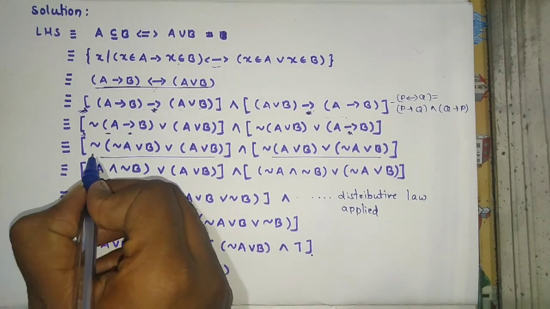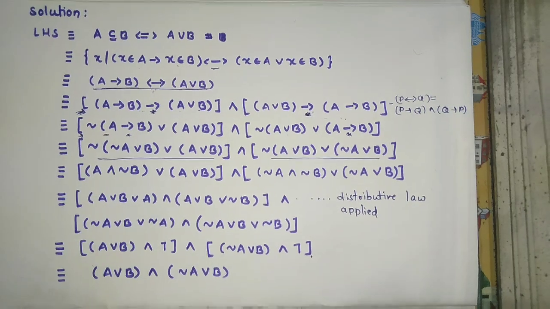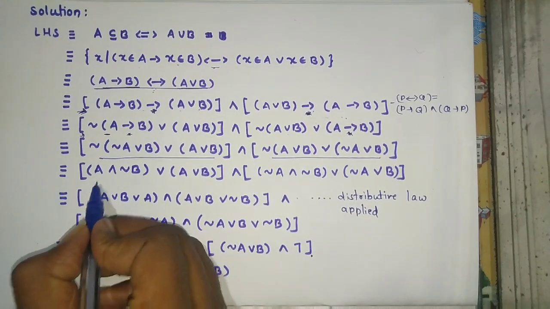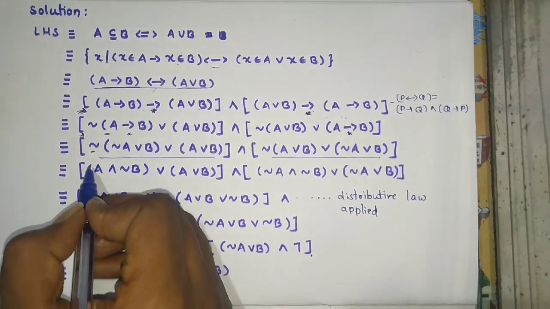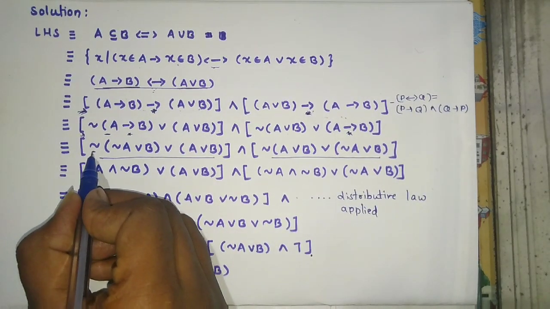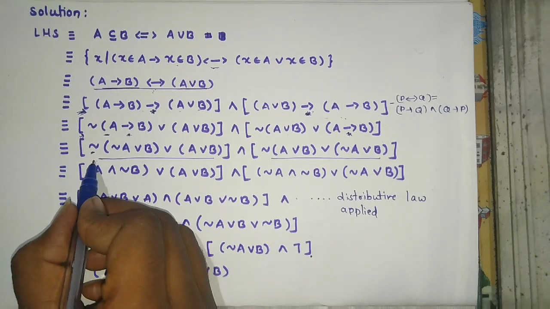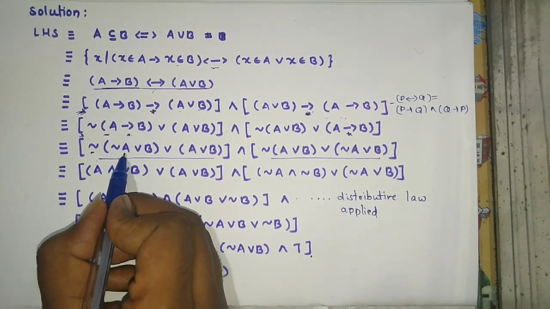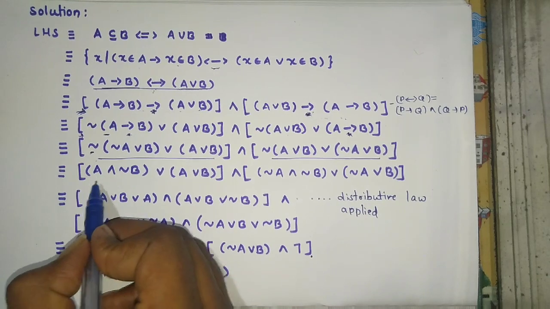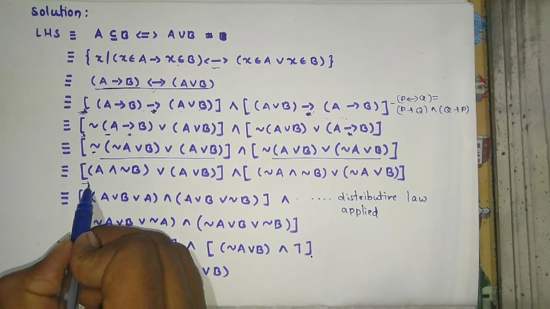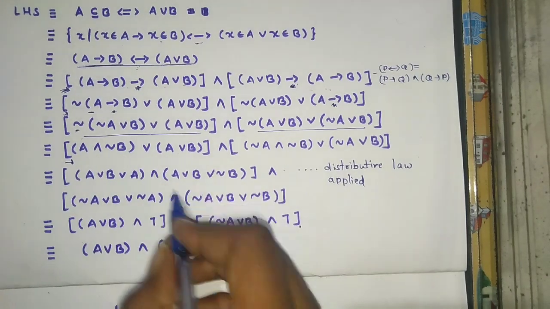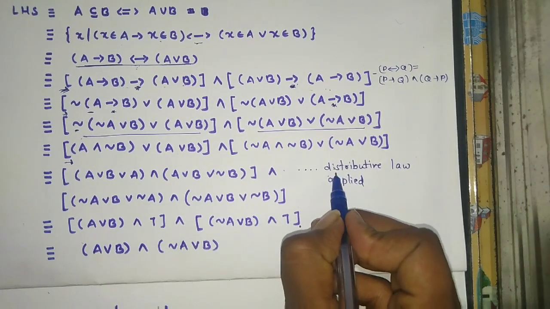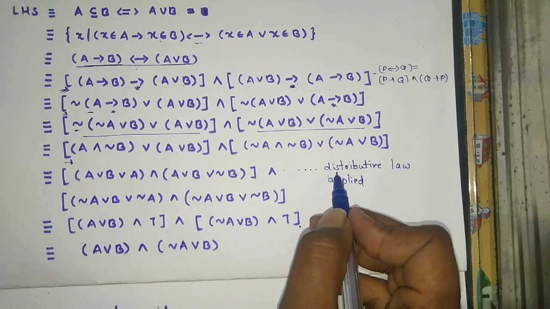From here we are going to the next step. In this step we are applying this negation to the innermost element, and so we are getting this step. And from here we have to apply the distributive law for reducing the terms.